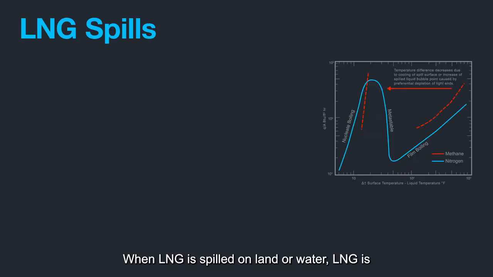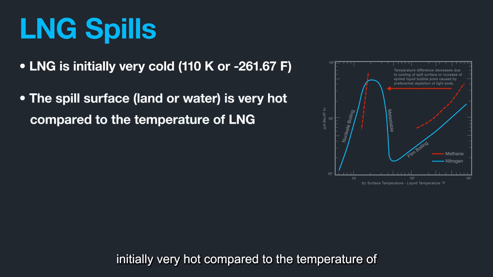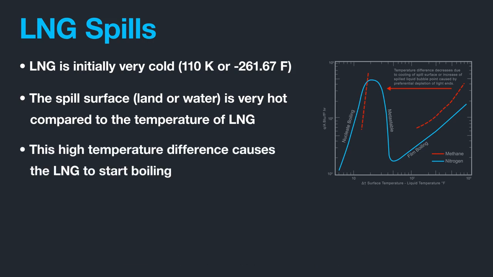1. When LNG is spilled on land or water, LNG is initially very cold, 110 Kelvin or negative 261.67 degrees Fahrenheit. The spill surface, land or water, is initially very hot compared to the temperature of LNG. Even cold ocean water is typically around 60 degrees Fahrenheit or 289 Kelvin. The initial difference between the LNG and the water surface is 289 minus 110 or 179 Kelvin, 322 degrees Fahrenheit. This high temperature difference causes the LNG to start boiling.